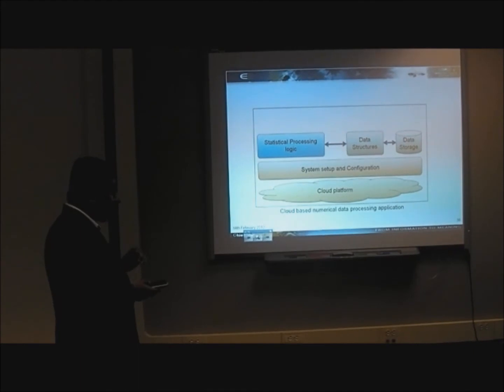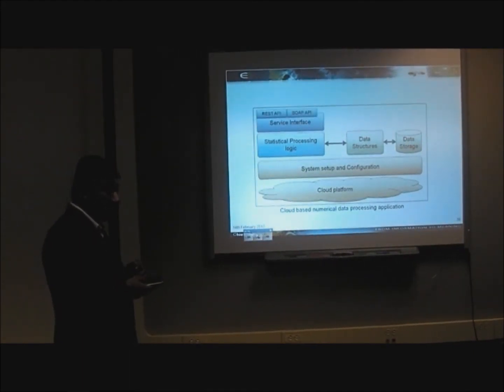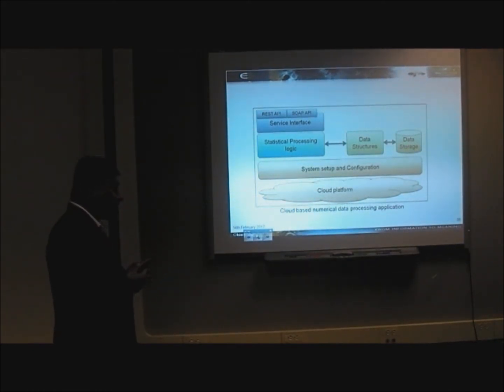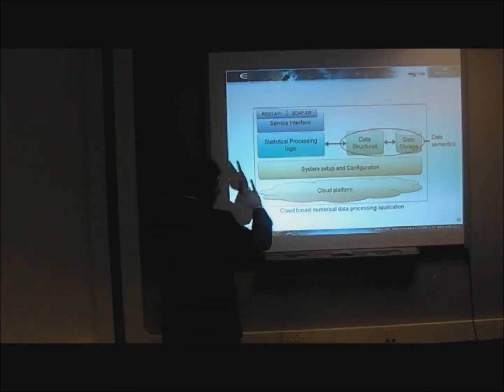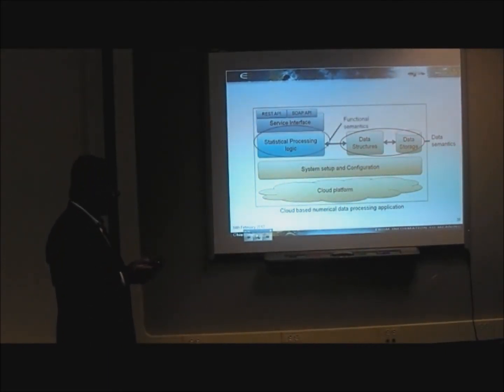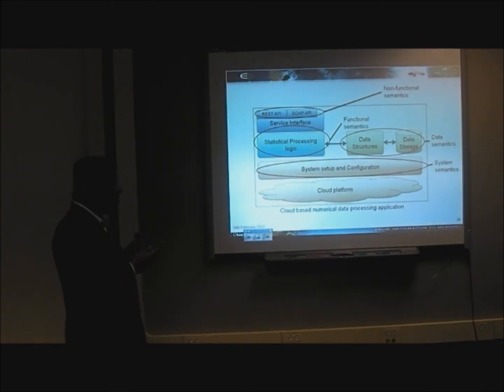Then how are you going to interact with this? Let's say you have a service interface. For example, you have a REST API and a SOAP API on top of your application, so that you could do a service call and pass your data and it pumps back the result. The data semantics, or the data aspects, are here. Data structures and data storage are what we call data semantics. Functional aspects are here. System aspects are obviously here. Where are the non-functional aspects? They are up there in the service interface.